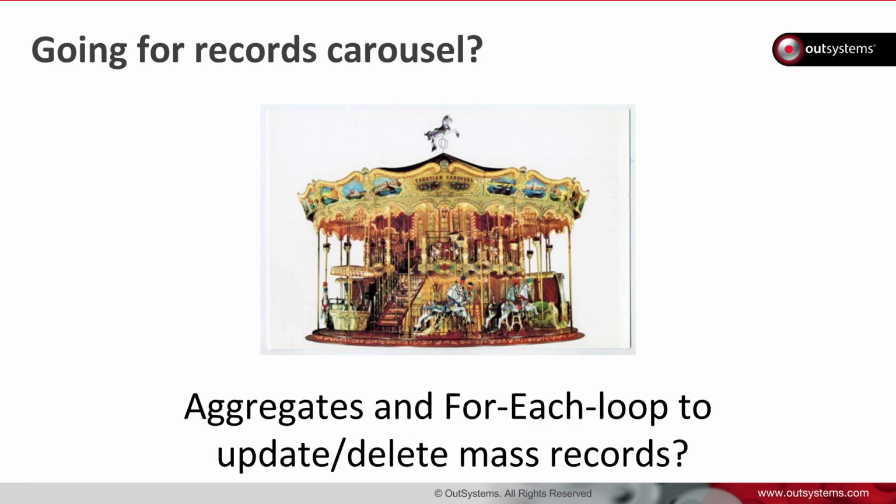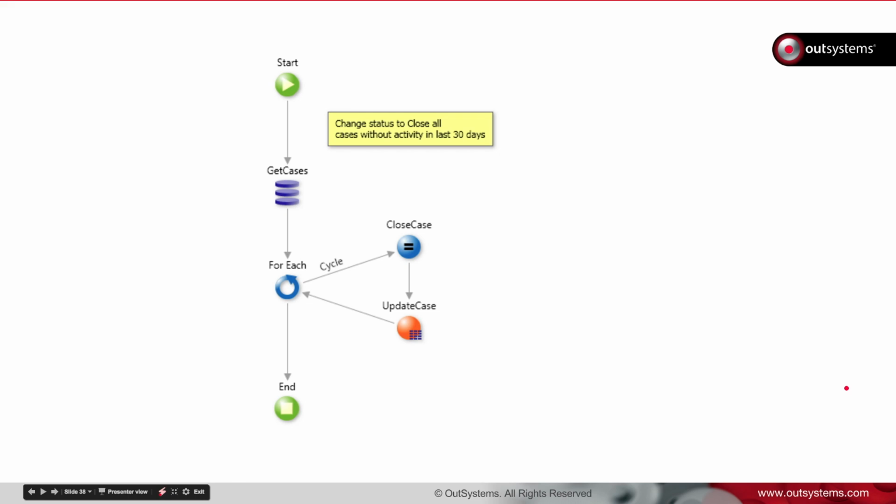Going for the records carousel. Now we've seen this previously on the previous slide set. And this is, of course, the bad way to do things. The records carousel would be aggregates followed by a for each loop to perform an update or delete of mass records. So this would be the idea.